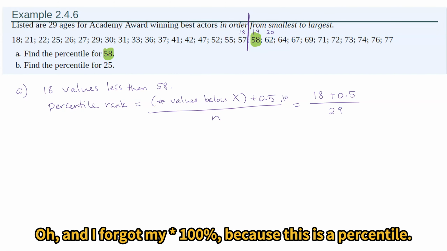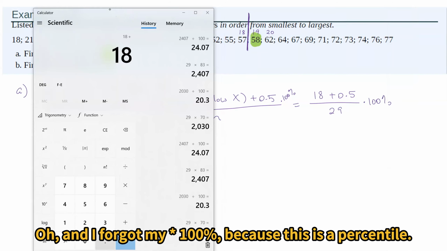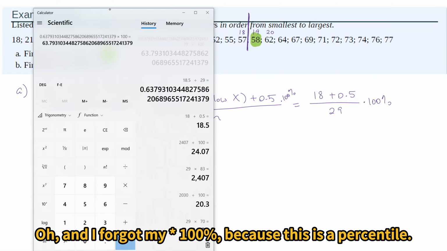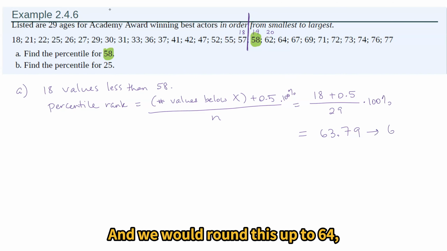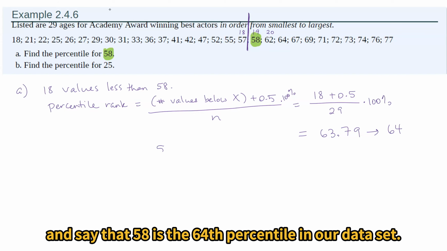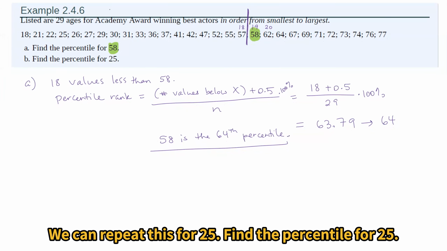Oh, and I forgot to multiply by 100% because this is a percentile. And we get 63.79, and we would round this up to 64 and say that 58 is the 64th percentile in our data set. We can repeat this for 25.